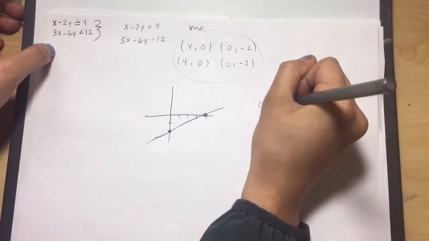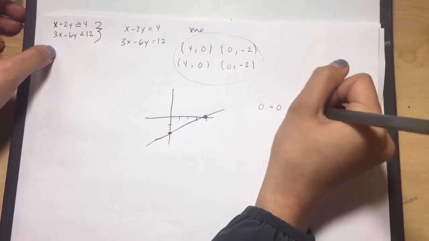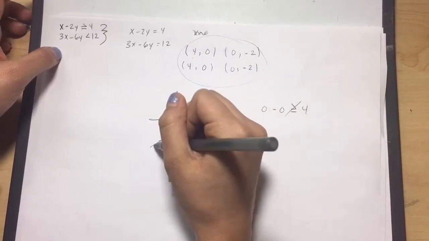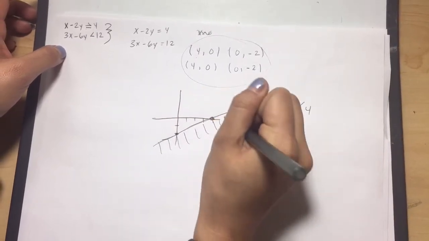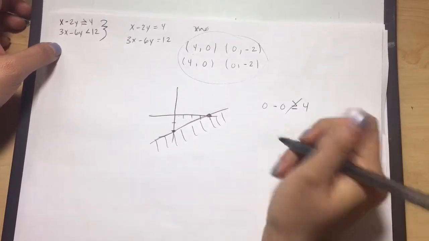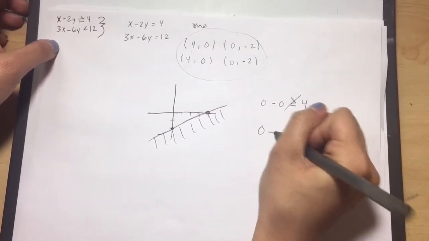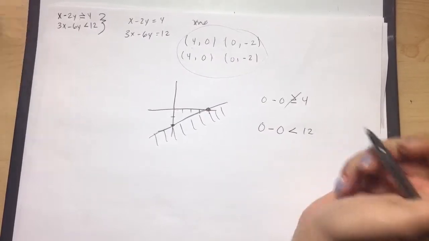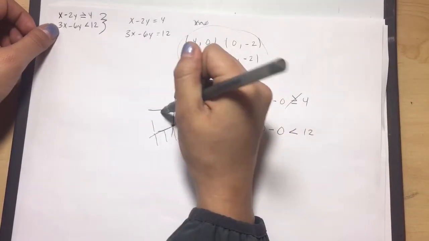So 0 minus 0 is greater than 4, and it's not, so you shade the other area. And as for the next one, you can do 0, 0 as well. 0 minus 0 is less than 12, which is correct, so you can shade the other area.